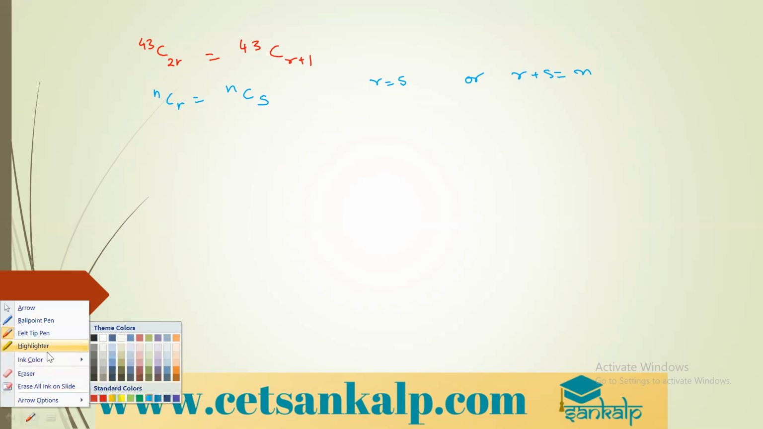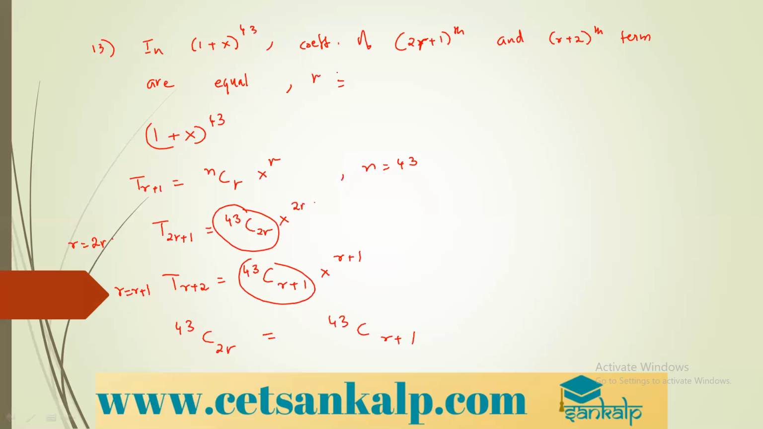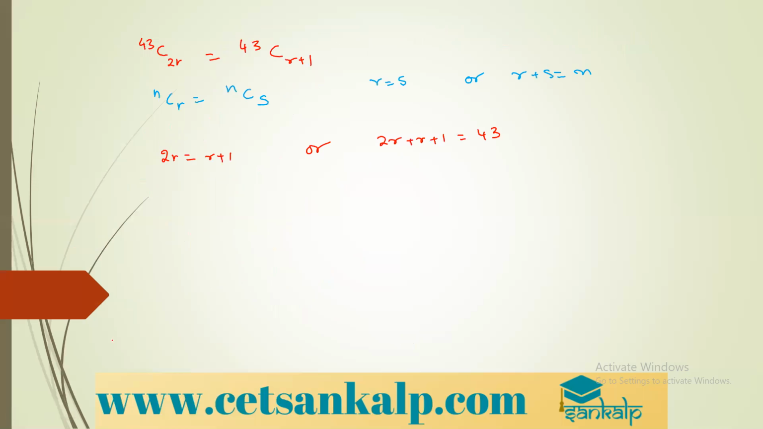So if you use this formula, you can write either 2r will be equal to r plus 1, or 2r plus r plus 1 will be equal to 43. What is the question asking for? The question is asking to find r. So r will be either equal to 1, or 3r will be equal to 42, so r will be equal to 14.